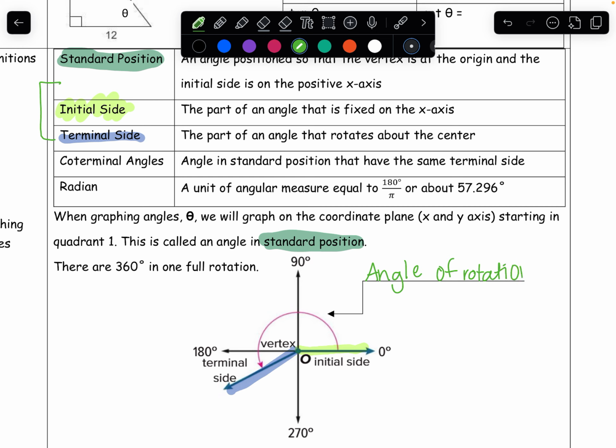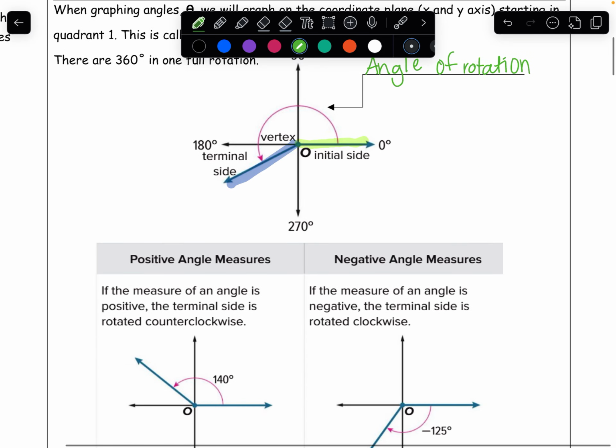Our other 2 words we're going to learn about later in our lesson are coterminal angles, which are angles in standard position that have the same terminal side. And a radian is a unit of angular measure equal to 180 degrees over pi, or about 57.296.